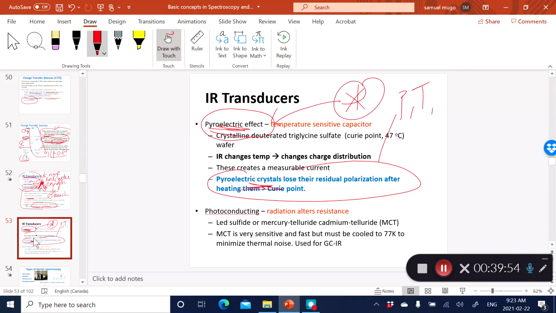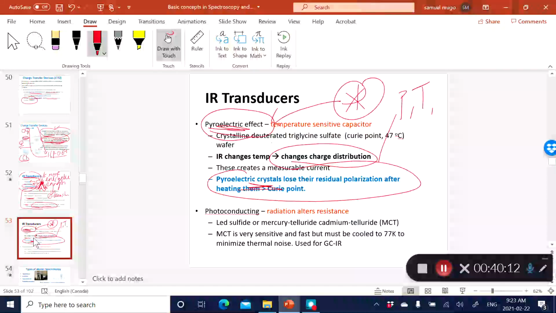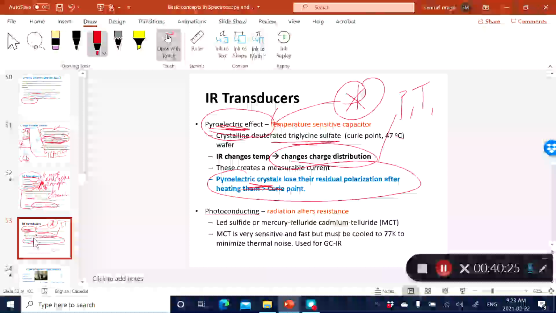So these are materials that have a dipole moment, and whose charge distribution gets perturbed if you induce them with pressure or temperature. Now, the most common type of material out there is a crystal called triglycine sulfate, which has a pyroelectric effect. And it's used a lot for IR transducers.